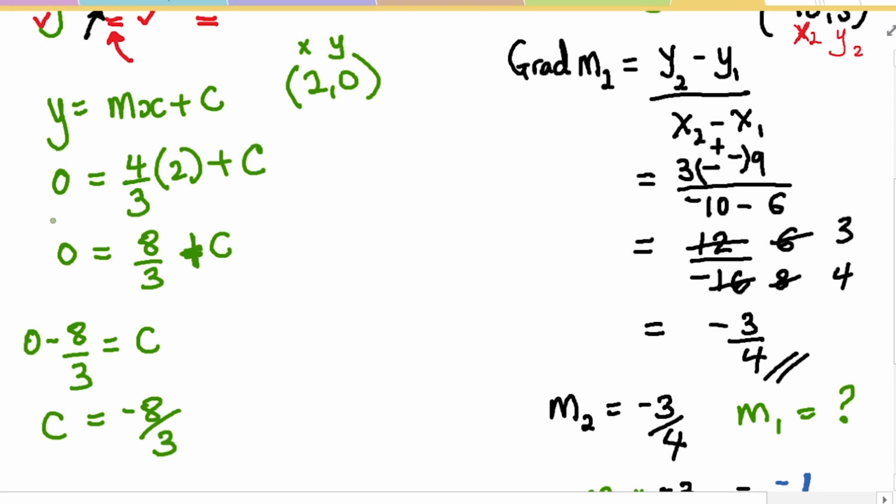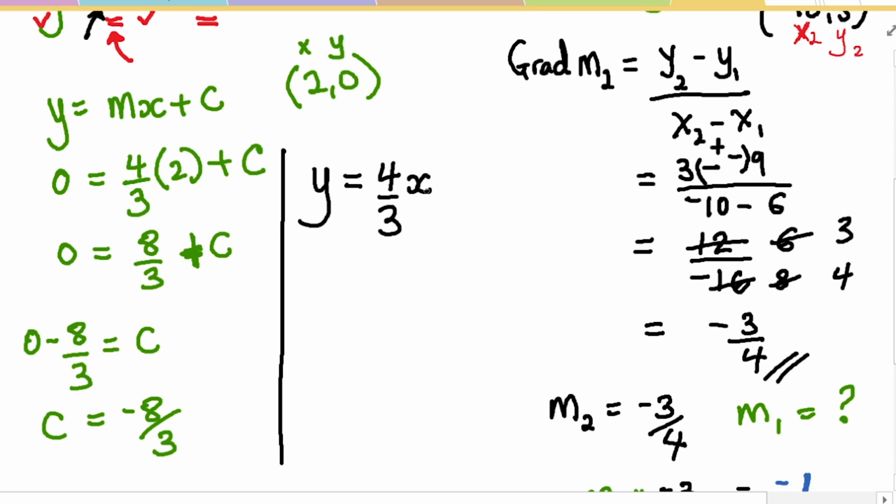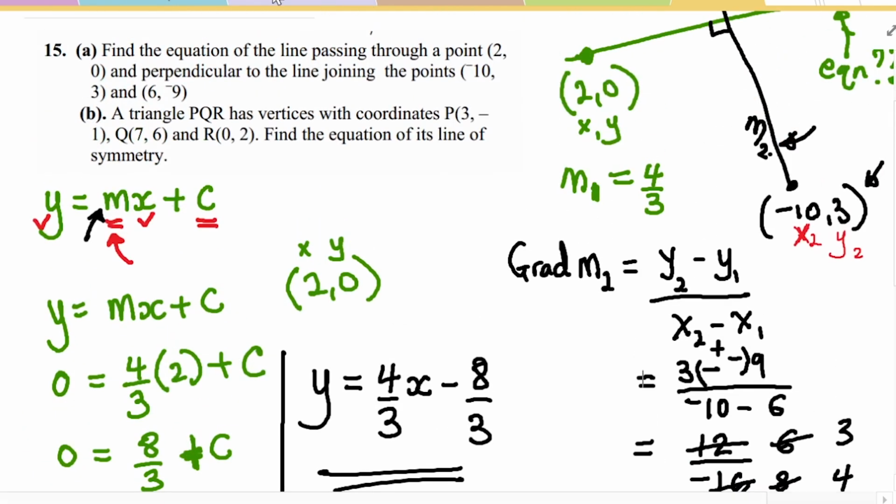So now after finding our value of c, we can come here and conclude and say, therefore, the equation of that line y is given by our value of m, which is 4/3 x plus c. Our c so happens to be negative 8/3, so it's negative 8/3. And so that's the equation of the line. We have answered part A.